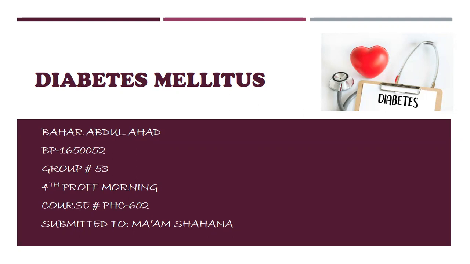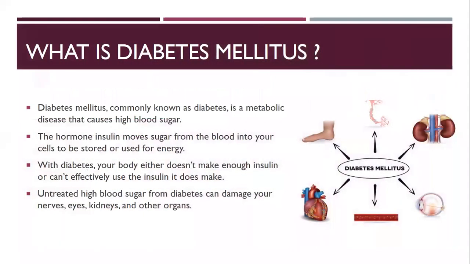I am here to present the topic diabetes mellitus type 2. Before going to the main topic, we should know what diabetes mellitus actually is. It is a combination of different syndromes which leads to high levels of glucose and deficiency of insulin. Glucose and insulin, the two hormones, balance each other.